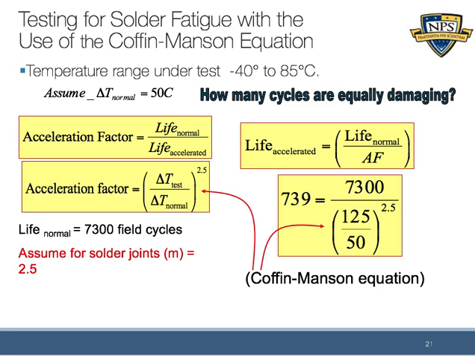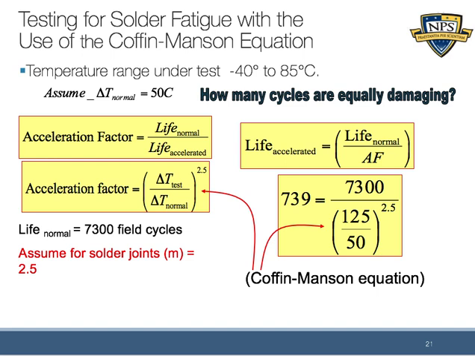So this slide shows an example for using the Kaufman-Manson model. It's a fairly simple example. So we'll say the typical temperature swing of a component is 50 degrees Celsius. Whatever environment it is, it's probably not in an outside environment, because 50 C would be a big temperature swing. But regardless, it's 50 C for the temperature swing. And we would want to understand how many cycles are equally damaging.